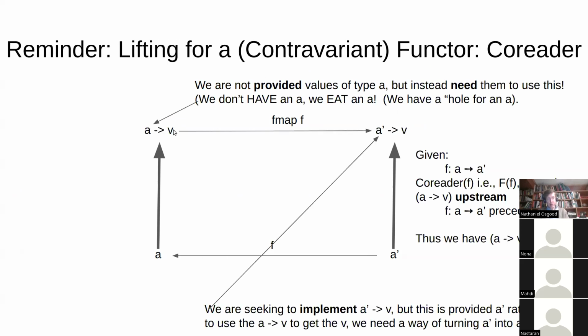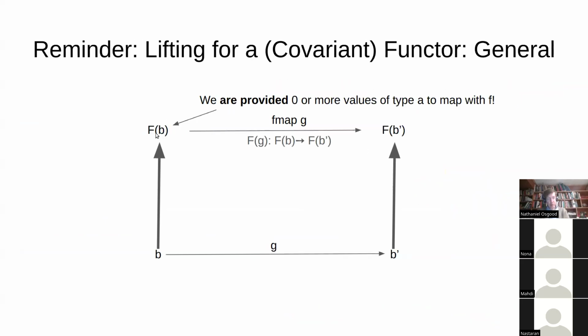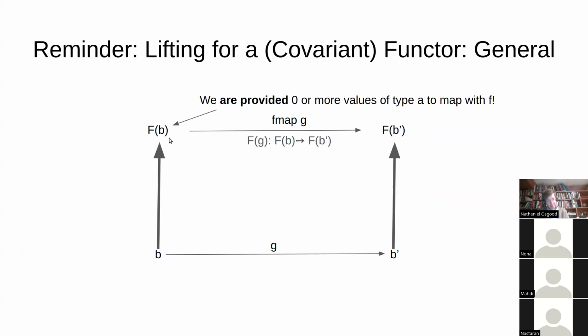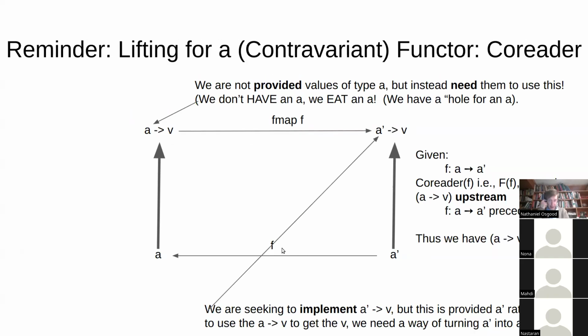There's a class of functors which are contravariant, where we have a kind of a hole for something. We're waiting for an A to be given to us. The A is the input, not something we have at hand to map. And I noted the contravariance here.